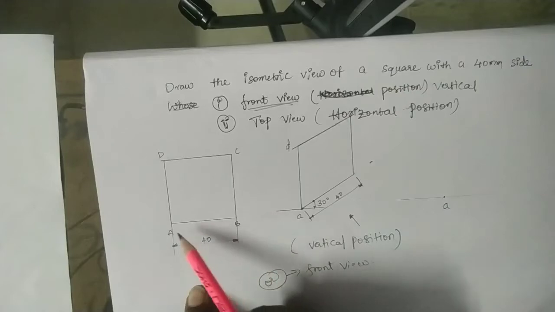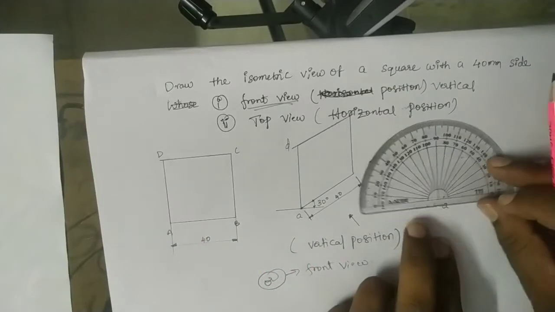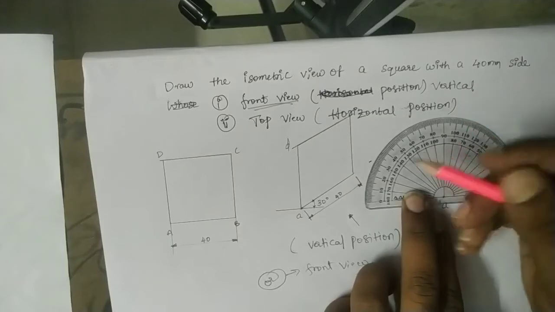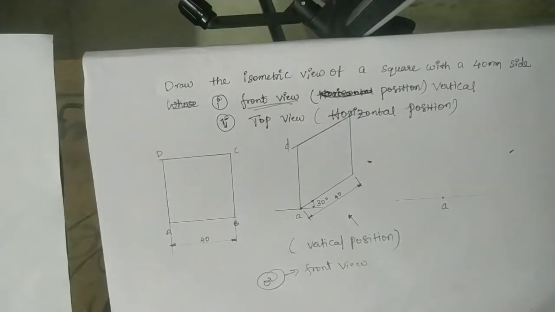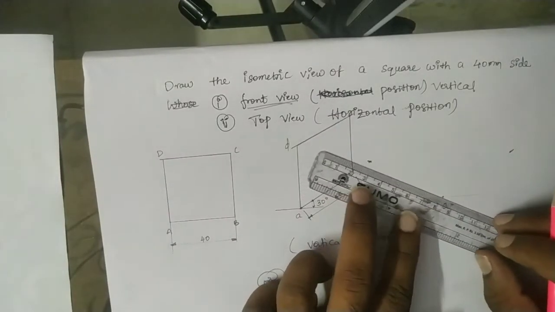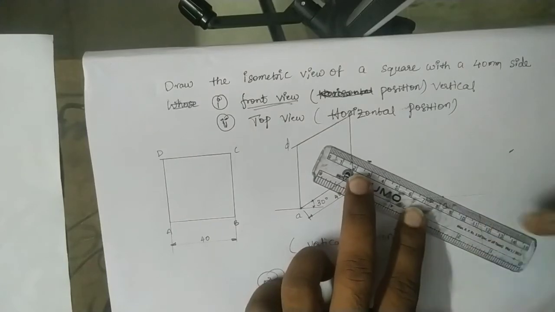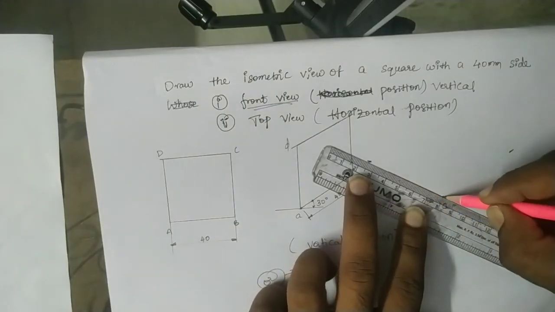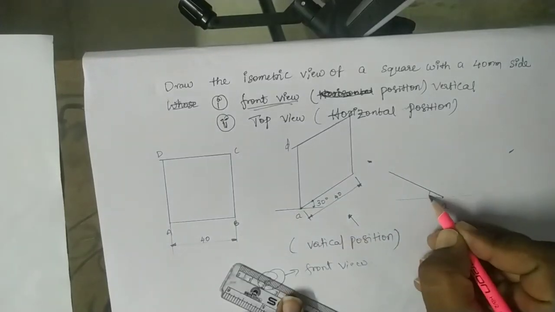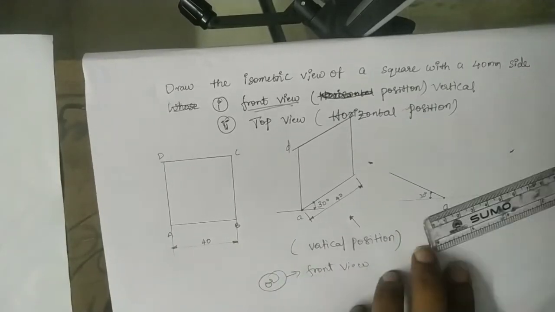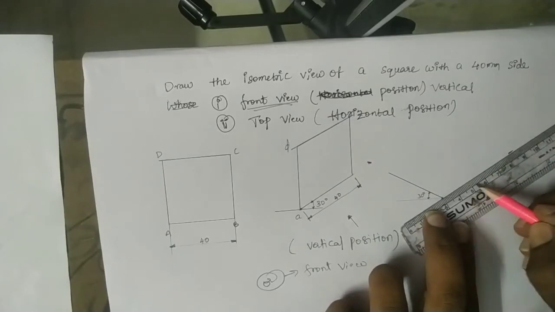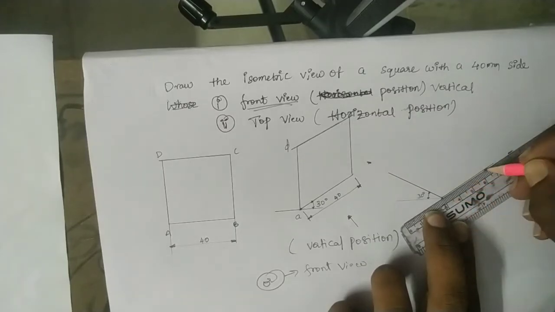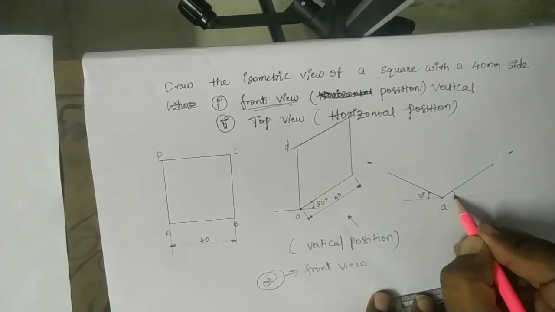Draw one horizontal line and take point A as the reference point. Next, measure 30 degrees from the left of the base, and to the right of the base, and draw the 40 mm line at both sides of point A like this. So this is the top view of the square plane. For the top view, take 30 degrees at both sides. For the front view, take 30 degrees on any one side of the point.